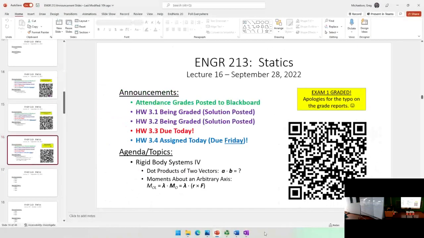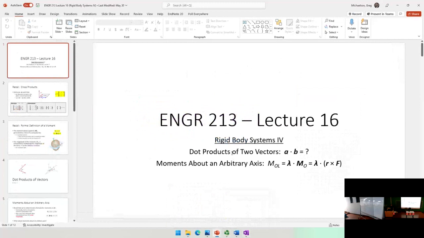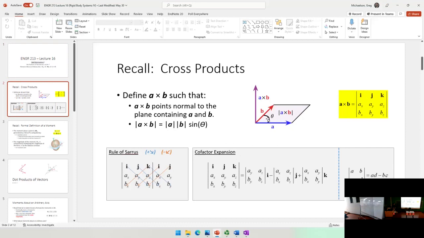So with that, let me get the lecture notes pulled up. Today we're going to be talking about moments about an arbitrary axis, okay? Now, before we get into the topic, I just want to make sure that we're all clear on the fundamentals of what a cross product is. When we take vector A and vector B and want to multiply them, remember, we have two ways of multiplying vectors. Vector A multiplied by vector B yields another vector, which is what we've been doing this whole time. But we can also multiply them and get a scalar. That's what we're going to be dealing with a little bit today: that scalar product, or more specifically, the dot product.